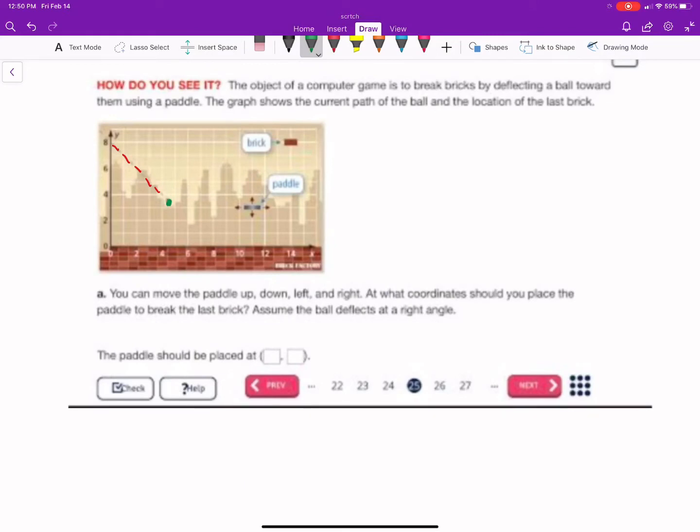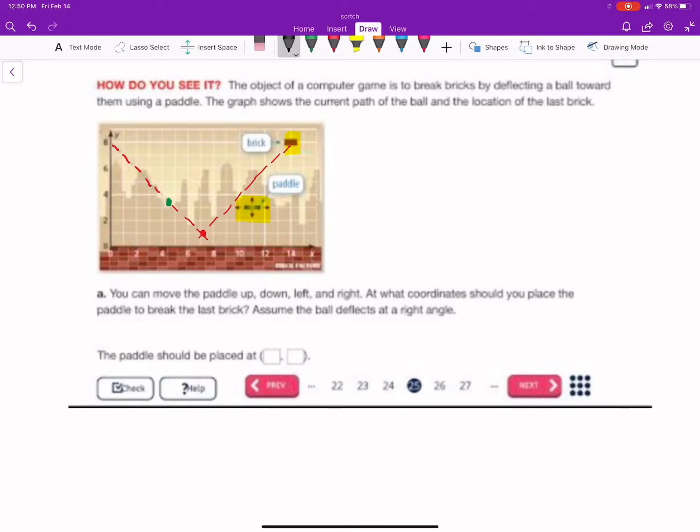Now this paddle, I can move up, down, left, or right, and I want to intercept this green ball. I made it green, it wasn't green in the picture, in such a way that it deflects off of the paddle to hit that brick. So this guy is going to come down, and at a particular point, it'll follow the path and smack the brick right here.